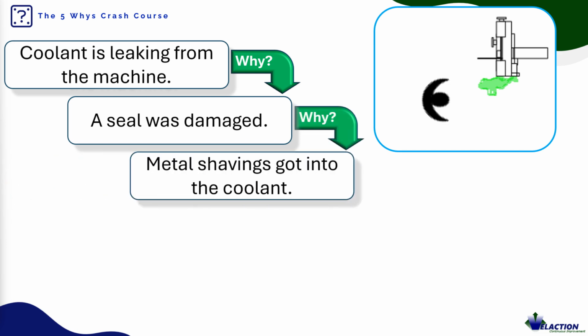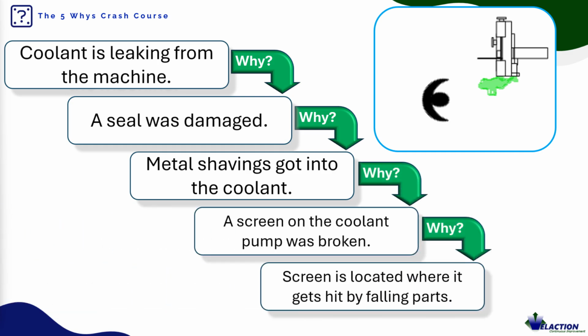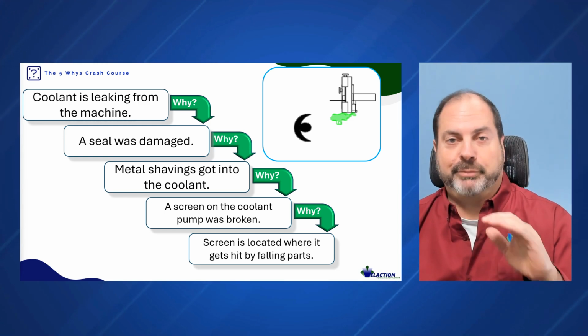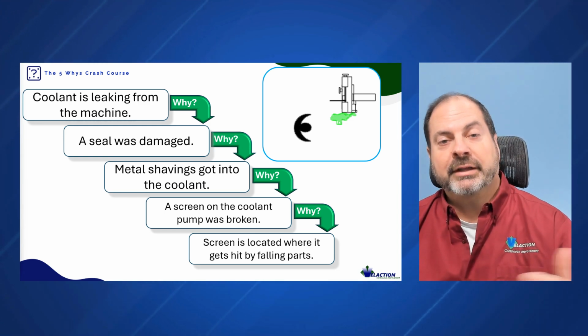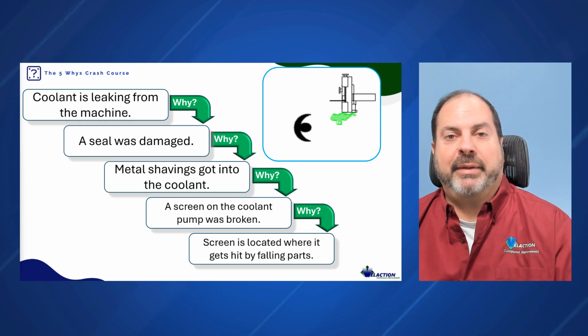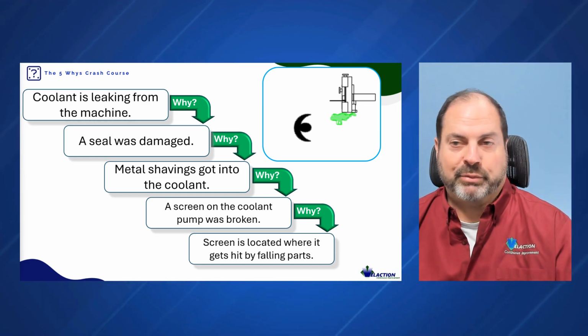So if you dive into it, maybe what you're finding is that there's metal shavings that are getting into the coolant system and that's damaging the seal. Why does that happen? There's a screen that covers the intake for the coolant and the screen's broken. Why is it broken? Well, it's been getting hit by these parts. Every time they come out of the machine, they fall, they hit that screen and it cracks holes in the screen. And you can imagine that's what's causing the problem.